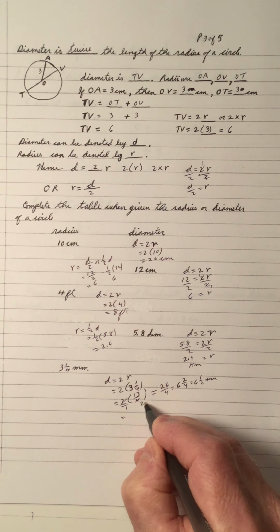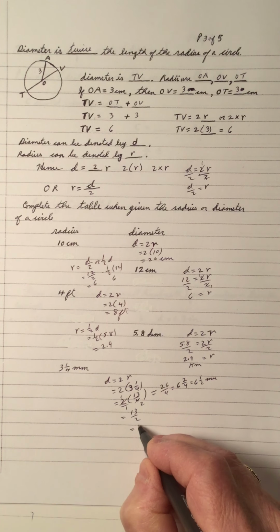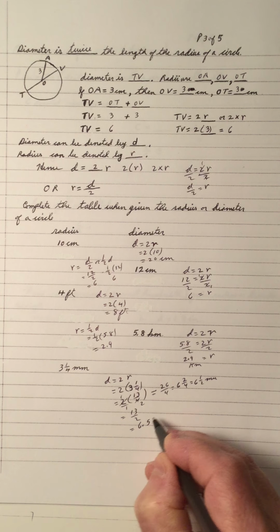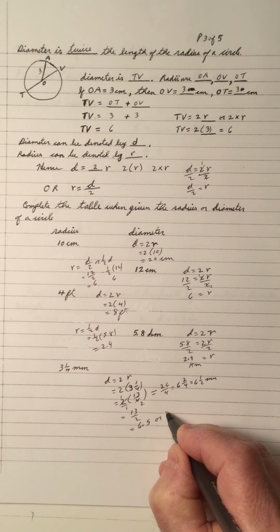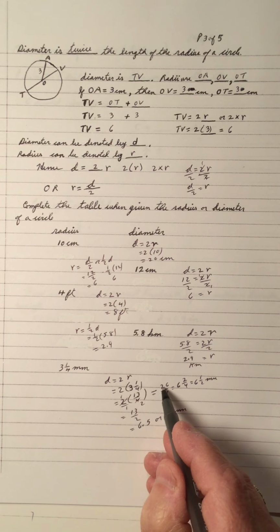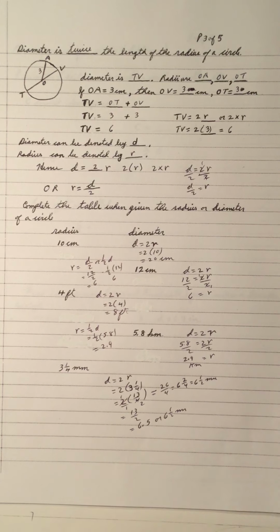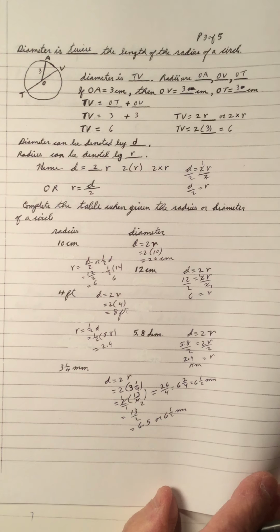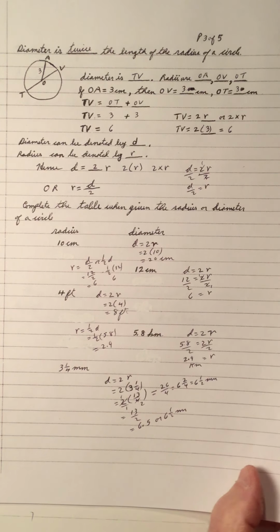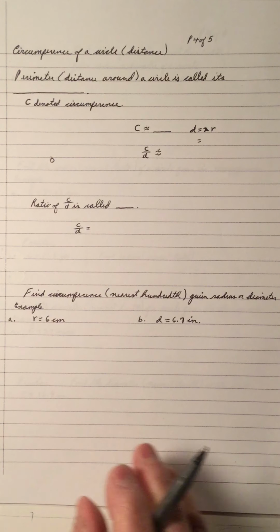2 into 4 goes 2. You get 13 over 2. And 2 into 13 goes 6.5. Whatever you want, your choice. So you can multiply 2 by 13 to get 26 and divide it by 4. Or you can cancel and then work it out, your choice. So D equals 2R. Remember, the diameter is twice the radius.